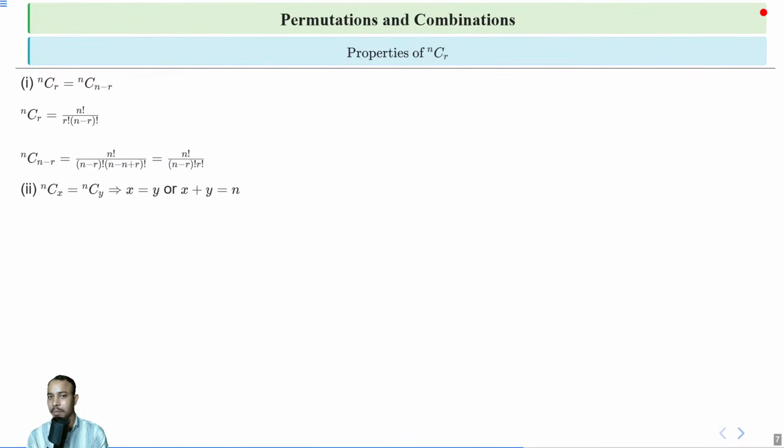Now look at the second property of nCr. In the second property of nCr we have nCx equals nCy. When you have two binomial coefficients, like nCx and nCy, and we say they are equal, then in that case it implies x equals y or x plus y equals n. So if nCx equals nCy, then either x equals y or x plus y equals n.